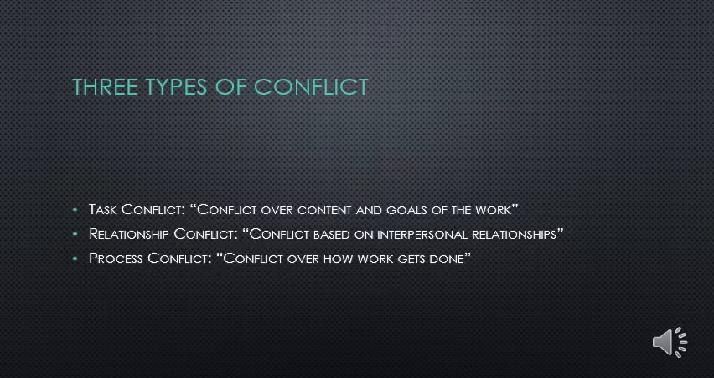There are 3 categories of conflict. These are task conflict, relationship conflict, and process conflict. Task conflict is conflict regarding the content and goals of the work being done. Relationship conflict is conflict regarding interpersonal relationships. Process conflict is conflict regarding how the work is being done. Knowing what type of conflict a disagreement is will help in the process of resolving it.